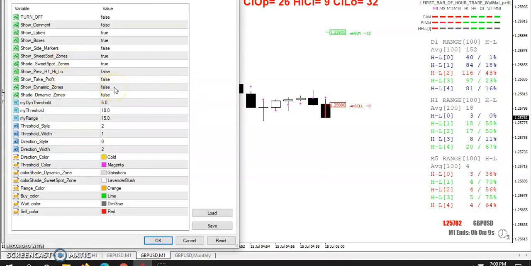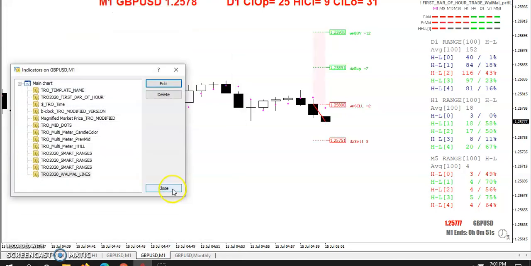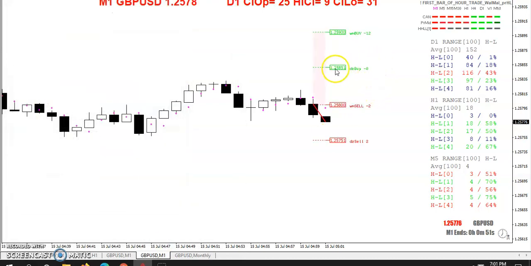You can also have the dynamic zones, and these are the ones that Stan likes to use. So he has it set basically as the buy zone with the threshold of 5 pips. And you can see it just shaded because now we've got an area to shade. So you can also have the dynamic buy zone. Right here, this is the open +5, and this is the open -5.